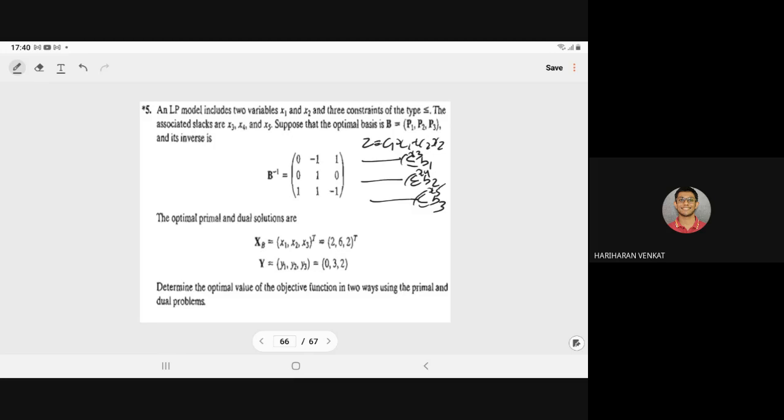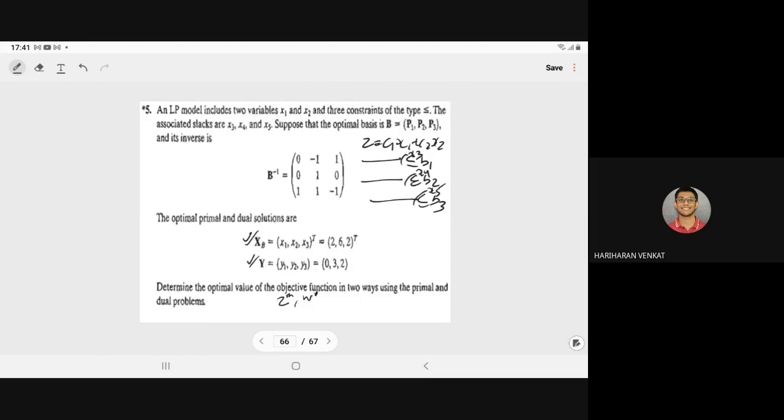In this, the optimal primal and dual solutions are given: optimal xB is equal to 2, 6, 2 and y is equal to 0, 3, 2. They have given that this is the optimal dual solution and optimal primal solution. Determine the optimal value of the objective function. You have to determine the value of z star or w star in two ways, using the primal and dual problem.